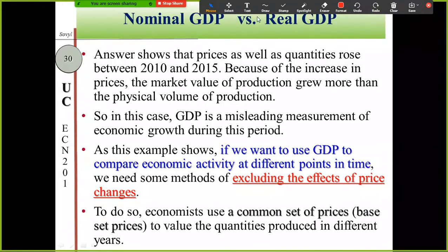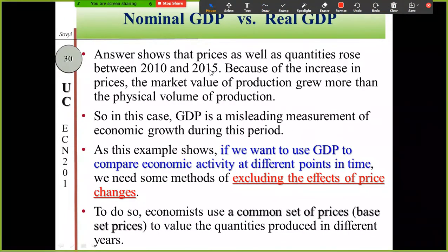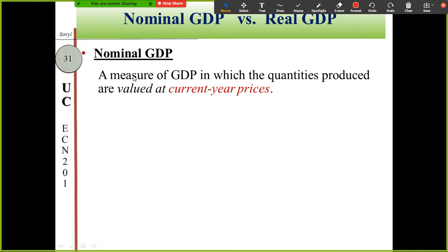Okay, so how to do this one? Look at this. That's why we need to know nominal GDP. What does it mean, nominal GDP? Nominal GDP is a measurement of GDP in which the quantities of goods and services produced in one period of time are valued at the current price or current year prices.